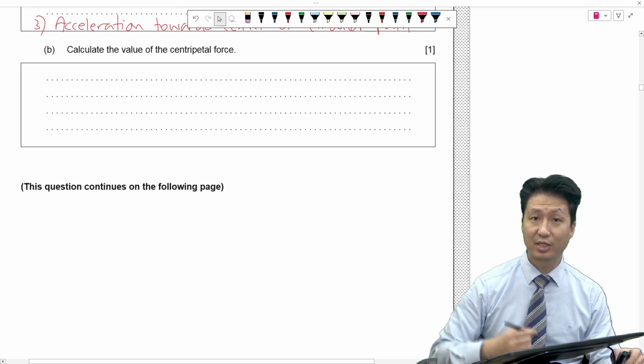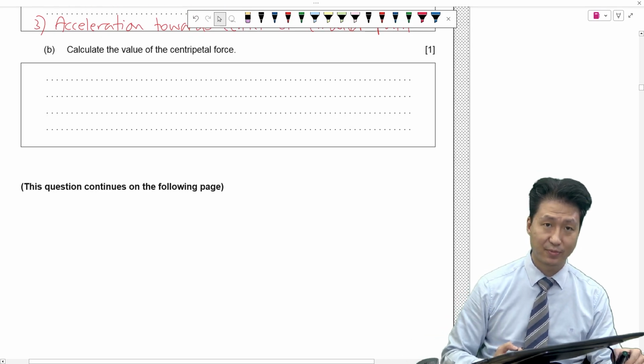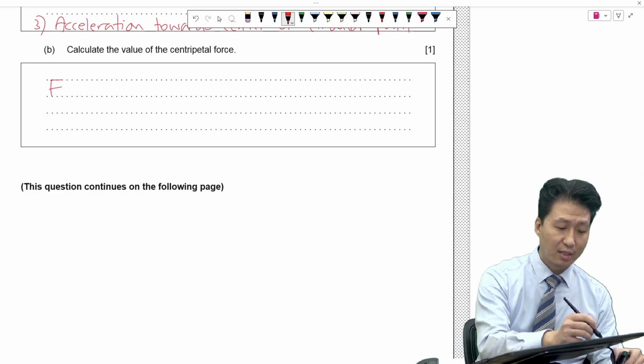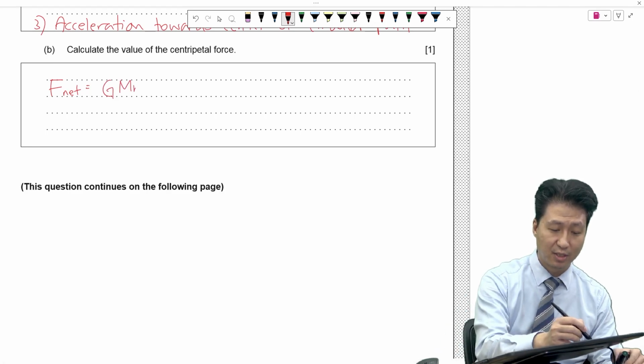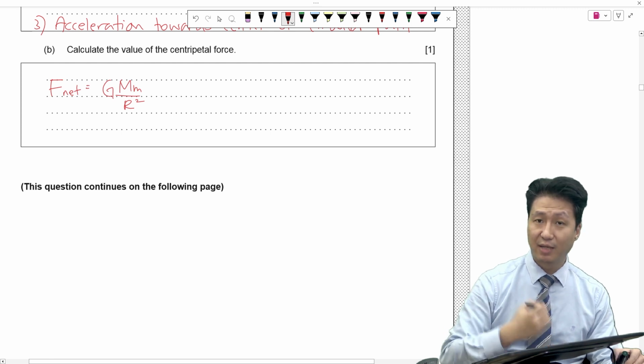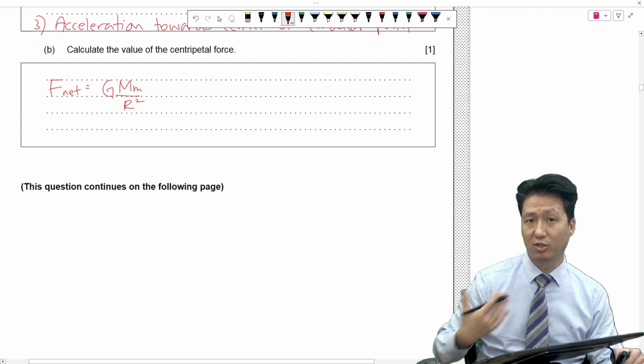B, it asks you to calculate the value of the centripetal force. First, the net force is equal to just the gravitational force, G M m over r squared. And because there's no other forces, this will equal the centripetal force.